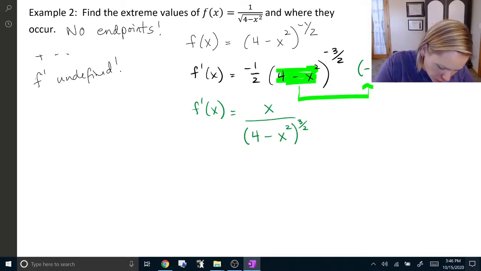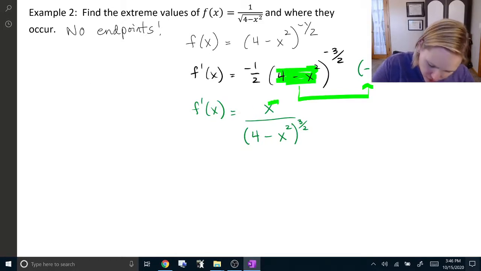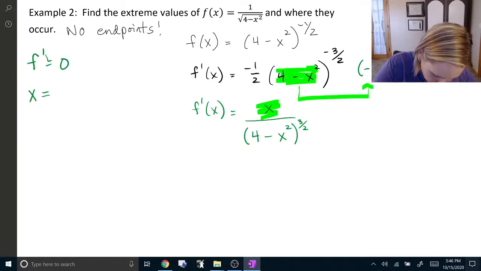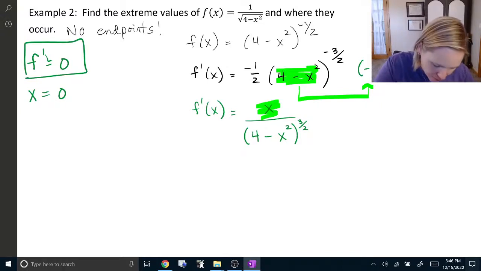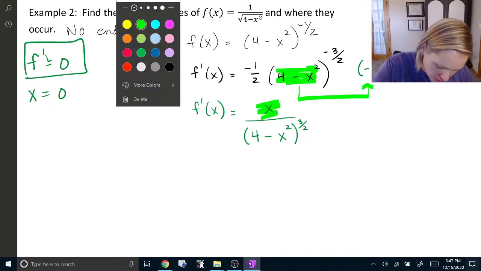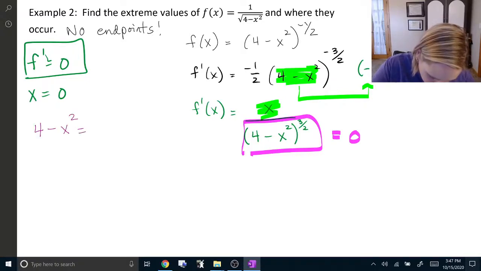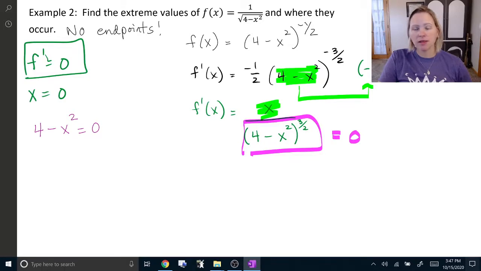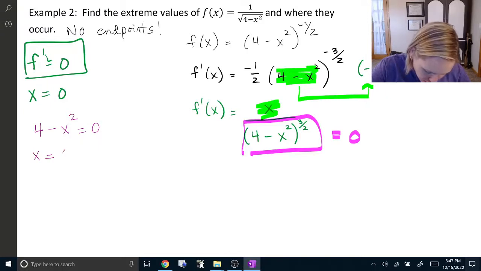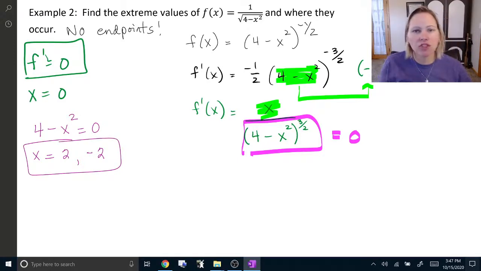So f prime will be 0 when the numerator x is 0. So where f prime equals 0, that's where x is 0. That was easy. Now the bottom, this 4 minus x squared, is a little bit more complicated. So where is this equal to 0? Well, it's where 4 minus x squared is going to be 0. Essentially, right? Because then we raise 0 to the 3/2 power. So I don't even need to worry about the 3/2 power because I'm worried about what's going to make the interior 0. So here, x has two values, 2 and negative 2. So we actually have 3 critical values for this function that we need to explore.